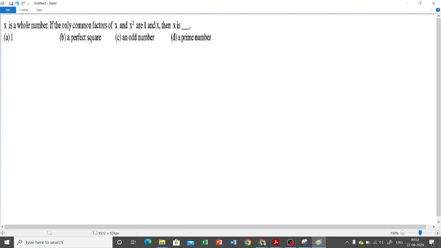Okay, if x is a whole number, that means starting from 0. If the only common factors of x and x square are 1 and x, then x is... The only common factors of x and x square, okay, x is a whole number starting from 0.